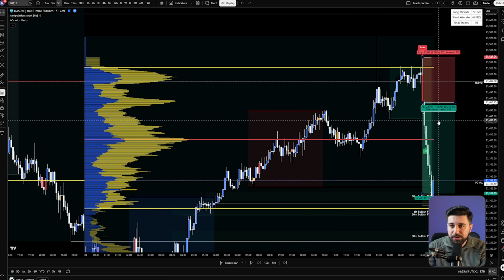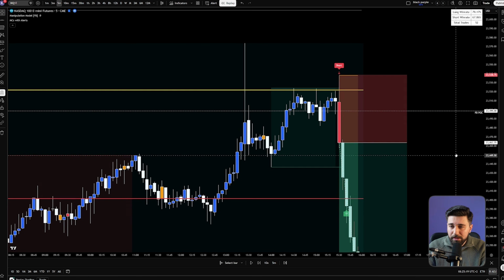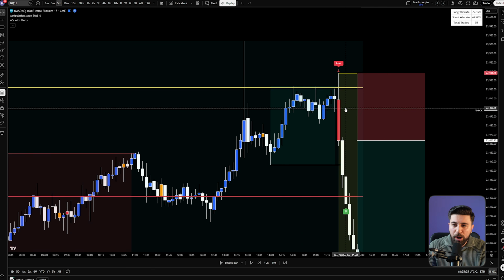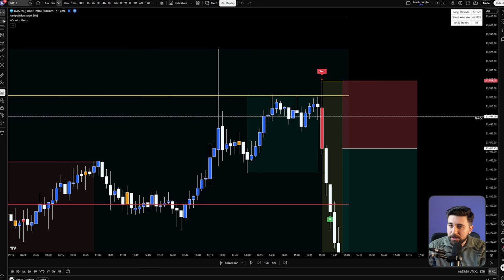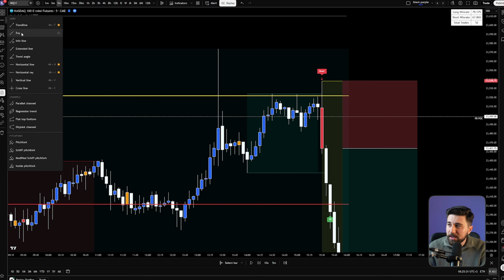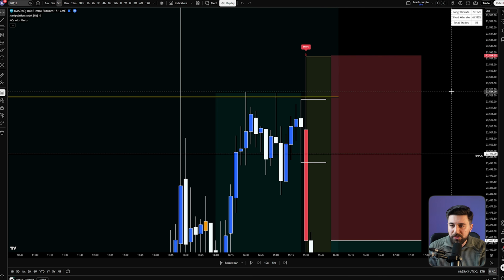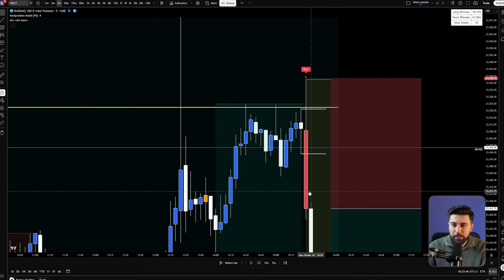Okay, so right here, let's talk about this a little bit. We have the manipulation candle right here, right? So why is this candle so powerful? Because right here, as you guys can see, we are taking out the high of the previous candle, right? And then we are closing below the low. And that is exactly what we want to see when the market forms a manipulation candle.